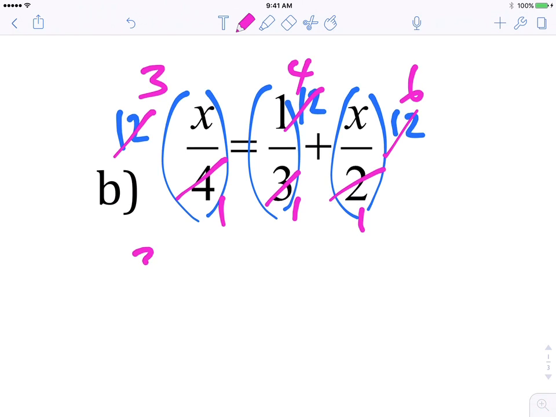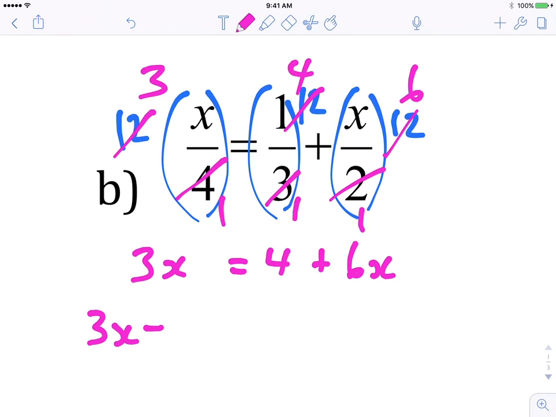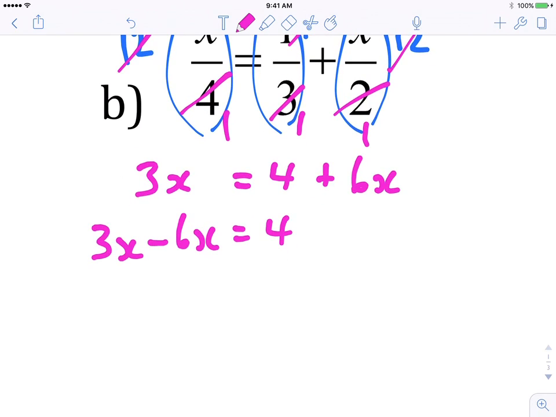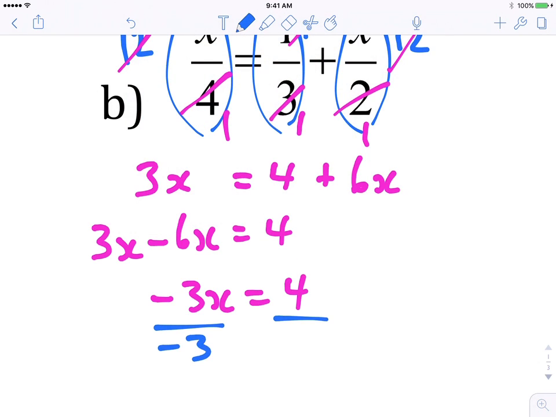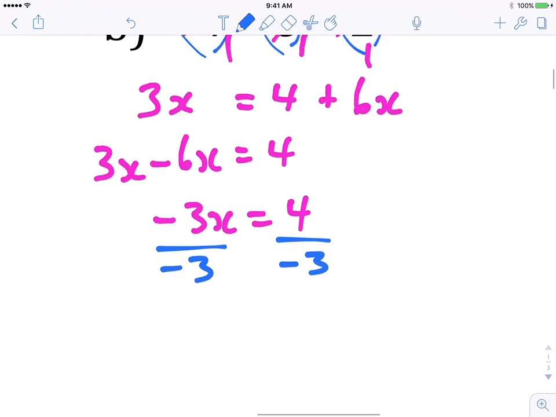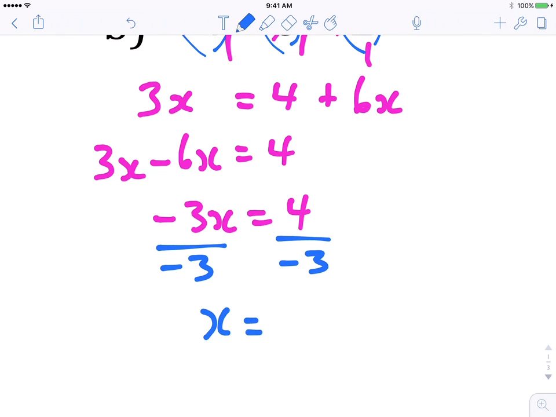So we get 3 times x, which is 3x, equal 4 times 1, which is 4, plus 6 times x, which is 6x. And then we will, again, have our variables on the same side of the equation by subtracting 6x from both sides. And 3x minus 6x is negative 3x. And then we're going to divide both sides by negative 3, or the numerical coefficient, and we end up with x equal negative 4/3.